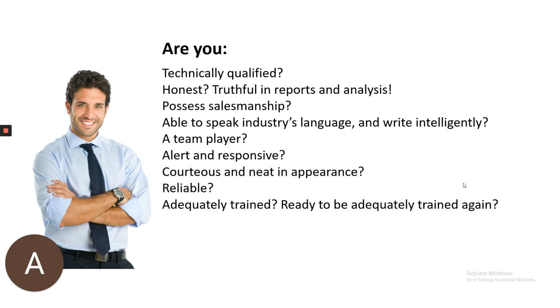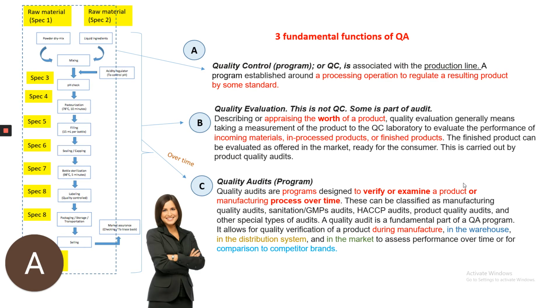Typically, you will need a QA program. This program is built around three fundamental functions. A, a quality control program, or QC, is associated with the production line. This program is established around a processing operation to regulate a resulting product by some standard.